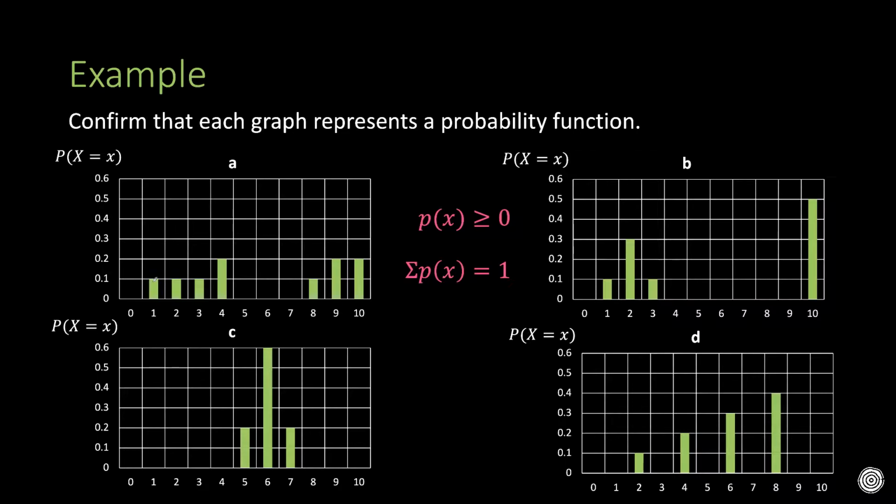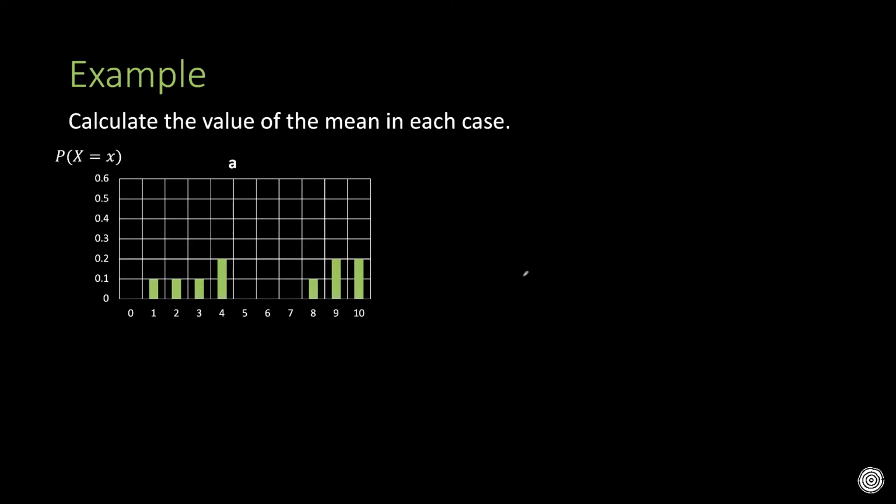Have a look here: 0.1 plus 0.1 plus another 0.1 is 0.3, plus 0.2 is 0.5, plus another 0.1 is 0.6, plus another 0.2 is 0.8, plus another 0.2 is 1. If you were to add each one of these up together, for each distribution, you get 1. So this is how I can show that it is a probability function. Okay, now I want to calculate the value of the mean in each of the cases.